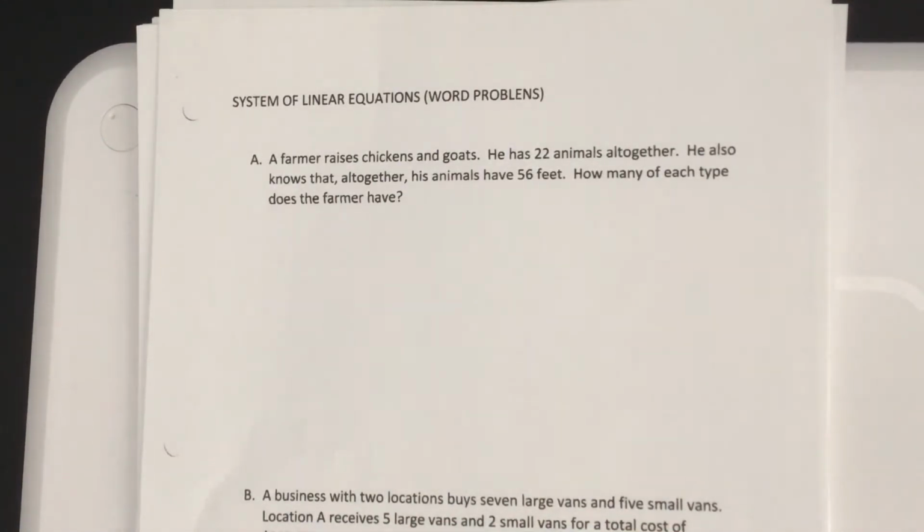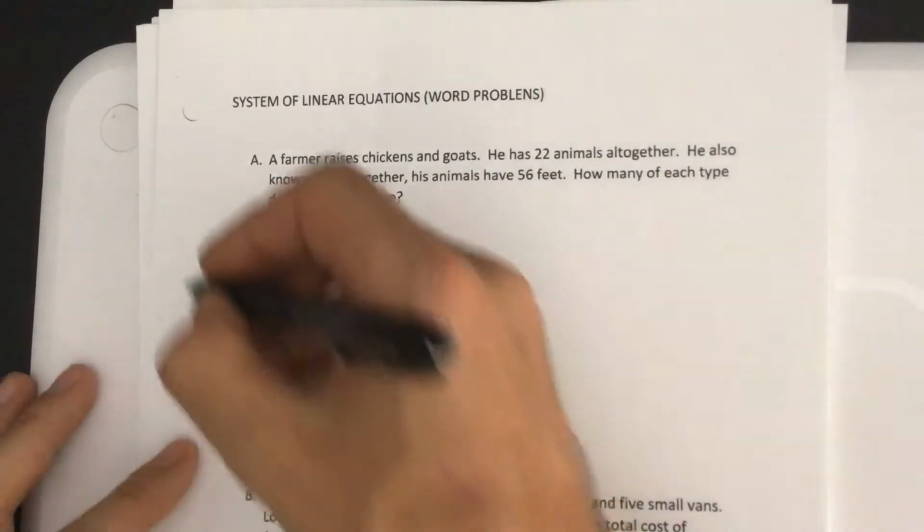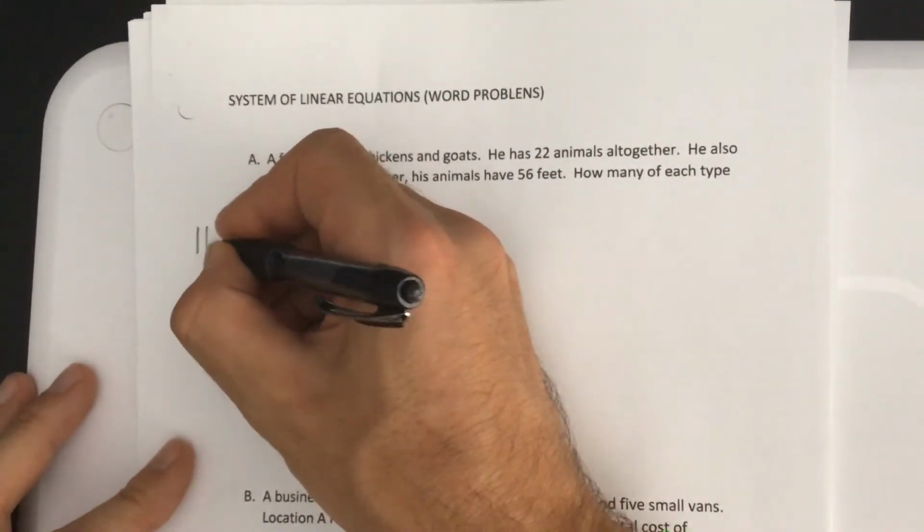All right, so the way to deal with this is you've got to deal with heads. Chickens and goats all have only one head. But the difference between chickens and goats is that chickens have 2 legs and goats have 4 legs. So you can do one equation for heads and one equation for feet or legs.